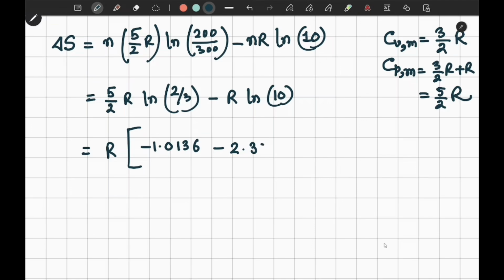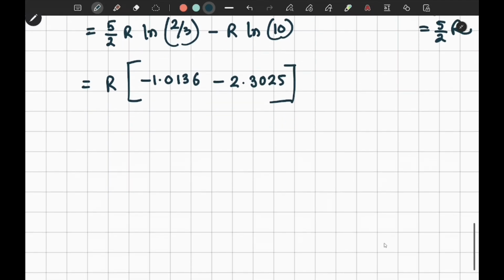Should be 2.3025. This is ln 10. So it will be something into R. And what is the R? R is 8.314 in joule, obviously, and it is 3 point.